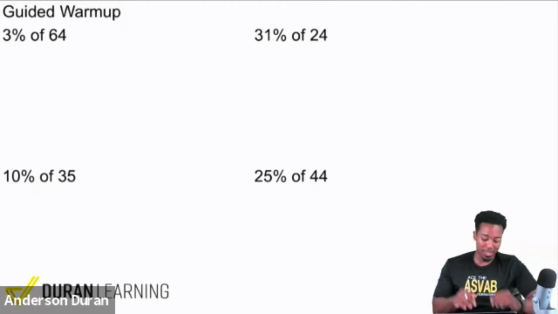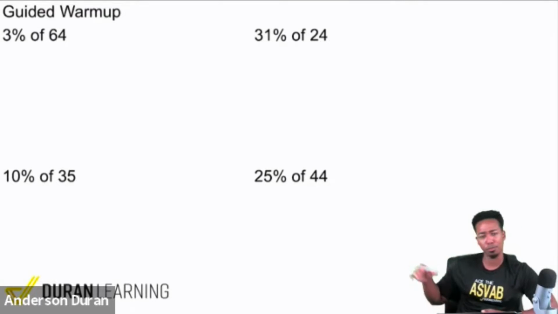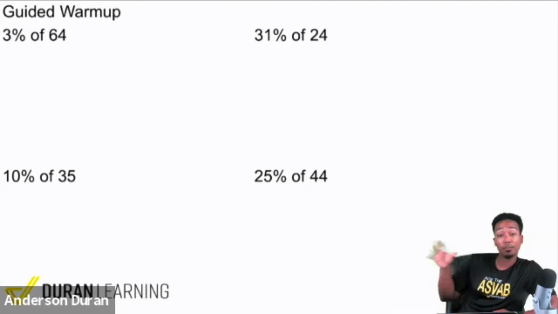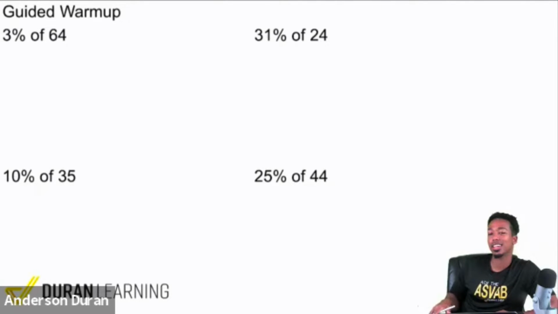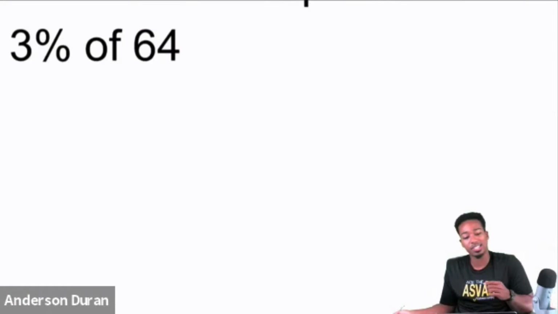So starting with the top left over here, I'm going to give you an extra 5 seconds to write down more problems if you feel pretty confident right now. But even if you're feeling super confident, you're going to want to stay till the end. I got you. So I'm going to zoom in now. And we're going to start here with 3% of 64.